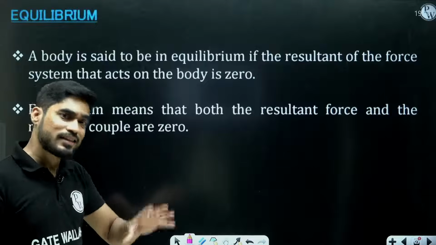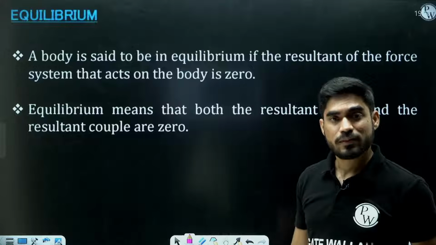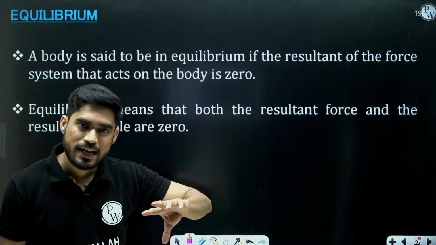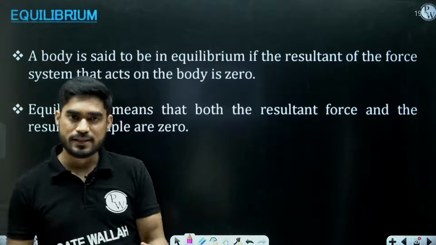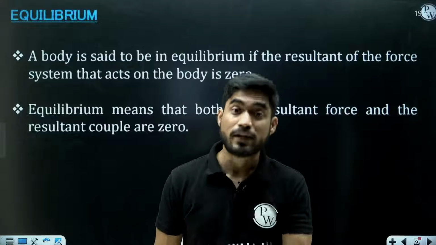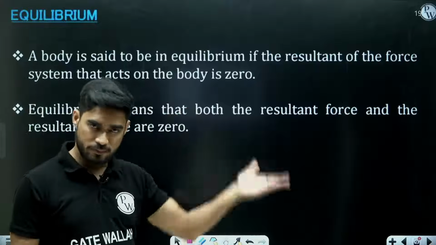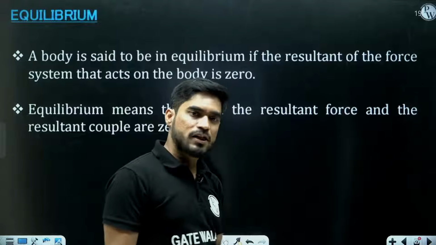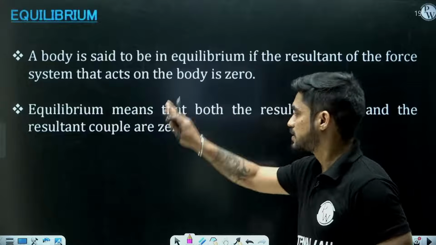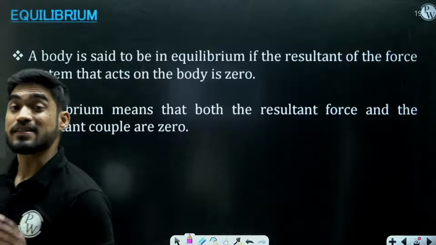Now, if this resultant is 0, it means the body is in equilibrium. The resultant can be a single force or a force and a couple. We have seen in some cases we get a couple also, apart from the force, right? So, if the resultant is only a force, then that force will be 0 if the body is in equilibrium. And if the resultant consists of the force as well as the couple, then both will be 0. Look at this. Equilibrium means both the resultant force and the resultant couple are 0.